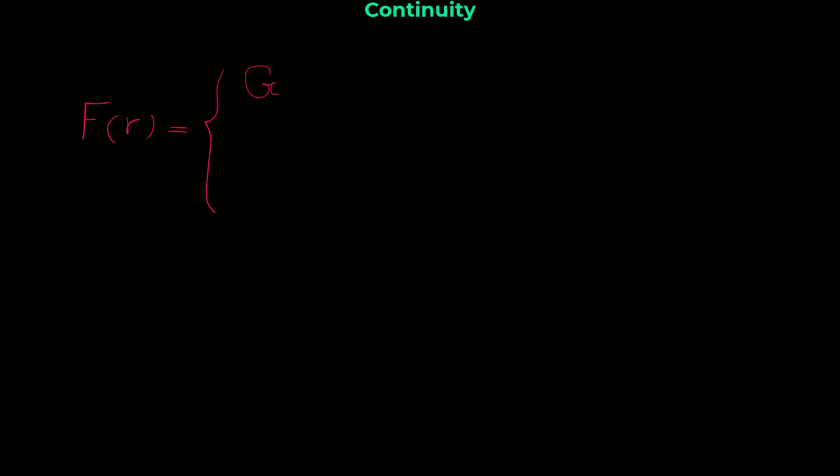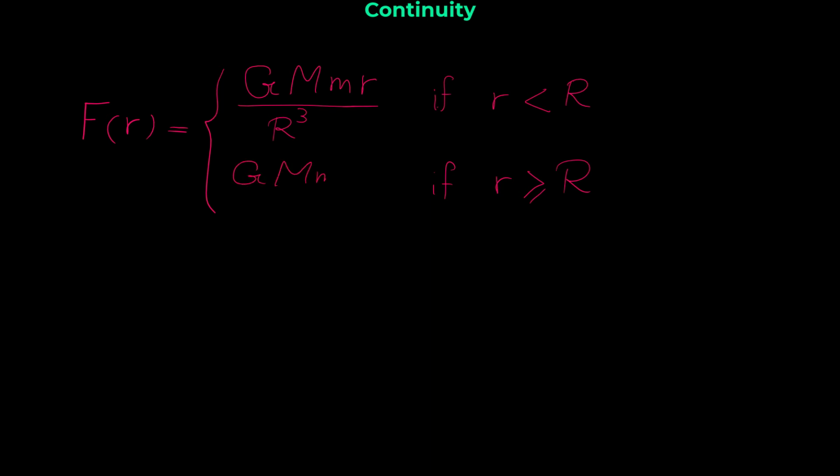The function is this: G m M over r to the power of 3 if r is less than R. I forgot to write R here. And if r is greater than or equal to capital R, the function f is G m M over r to the power of 2.